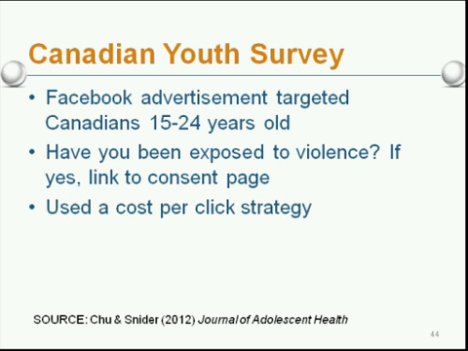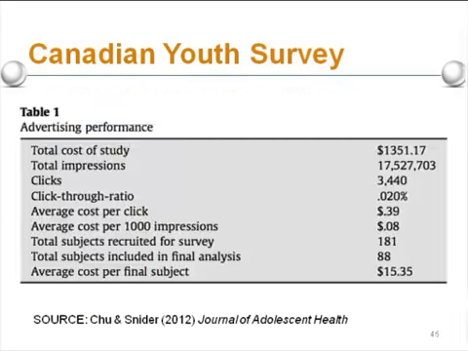They ask a very simple question, right? Have you been exposed to violence? So you need to be able to communicate in a very short amount of text what kind of person you're trying to get to click on the link to bring to your study consent page. And they paid a cost per click strategy, right? So you want to narrow that down in a very succinct way so that you're not paying for a lot of people clicking but not being study appropriate, right?